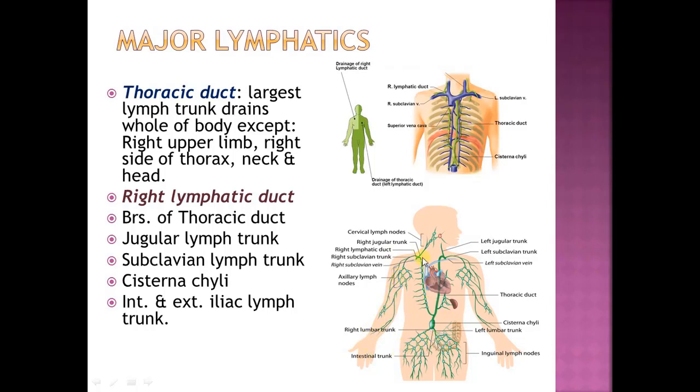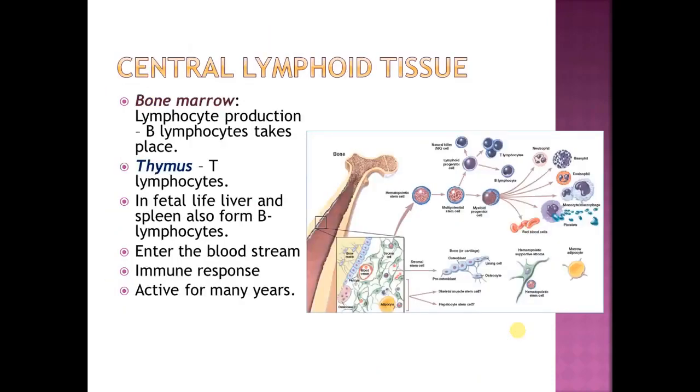Then you have mediastinal lymph trunks. Then the cisterna chyli. This is actually the place from where the thoracic duct starts. Then you also have lumbar lymph vessels or lumbar lymph trunks, which are given as right and left lumbar lymph trunks. These are some of the major lymphatic vessels which are present in our body.